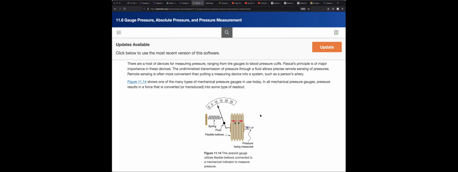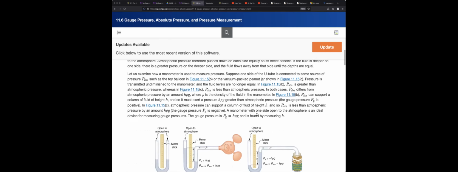It can also be used to measure gauge pressure. You can set up your scale up here. So let's say right here, this is atmospheric pressure. You can set up this scale to read zero at atmospheric pressure. And then anything above that will go higher than that. Anything below it will go below it. So this aneroid gauge can be used to measure either gauge pressure or absolute pressure, depending on how it's calibrated on the scale up here.